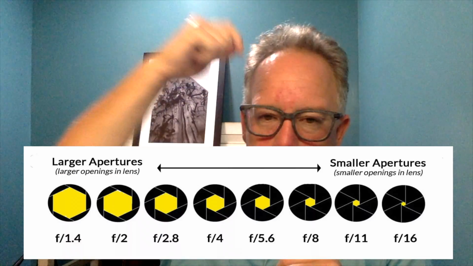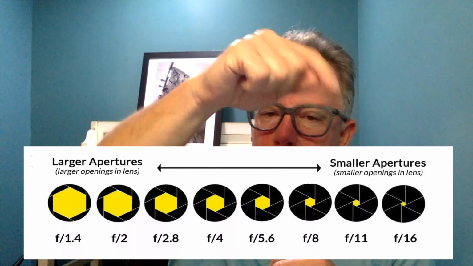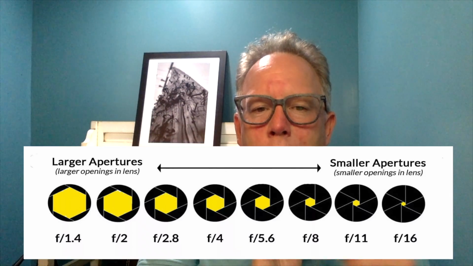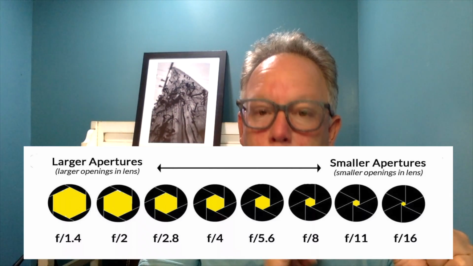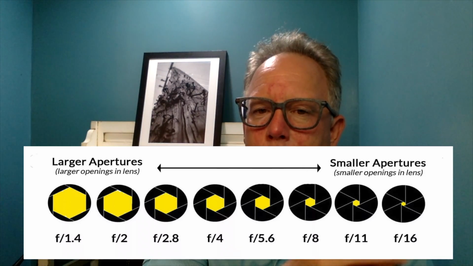Well, first of all, take a look at this little diagram here, and you'll notice right from the beginning that it's kind of counterintuitive. Smaller numbers or f-stops will give you a larger aperture. Now, that just seems kind of weird. I don't know where the number system comes from. I just work with it.